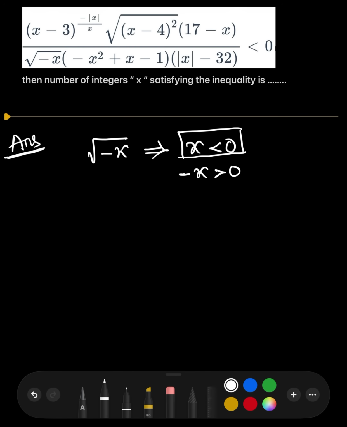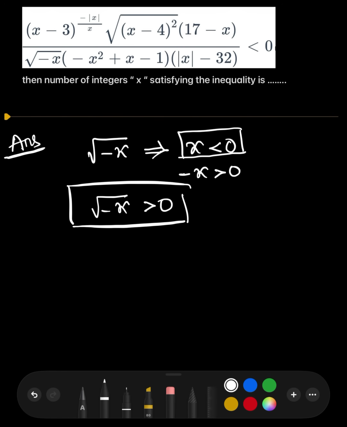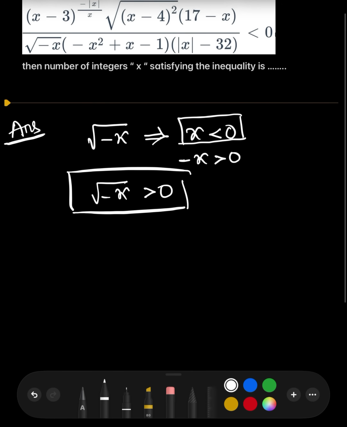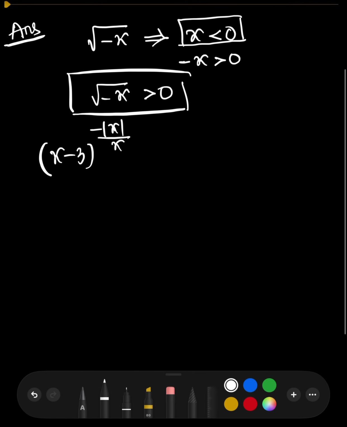Now coming to the next part. Since x is less than 0, root over minus x is always positive, because a root gives only positive quantities, right? Since x is not equal to 0, root over minus x is also not equal to 0. Now coming to the second part of the question, (x minus 3) to the power of minus |x| by x. Now focus on this term.